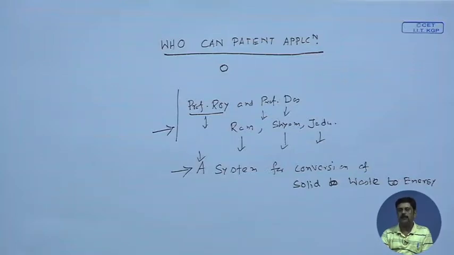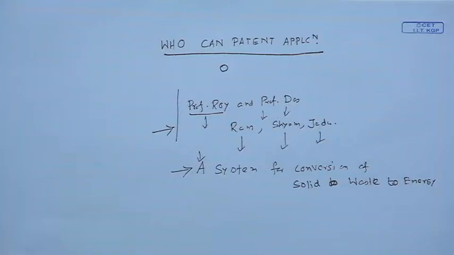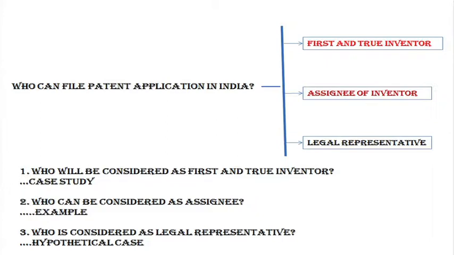Okay, so now another case study. First and true inventor is understood. If I am able to distinguish the contribution of others, then we may consider them as co-inventors. If I am not able to distinguish their contribution, then they will all be the inventors.